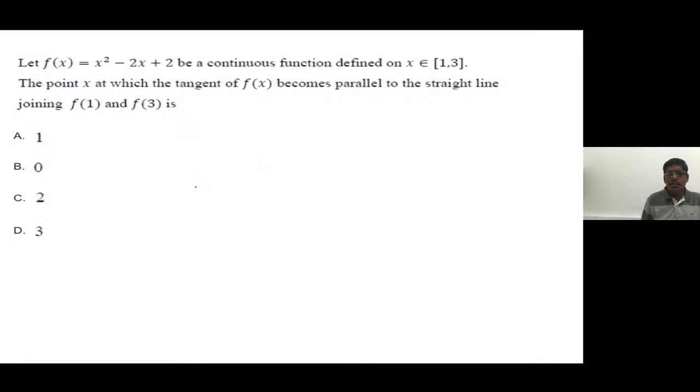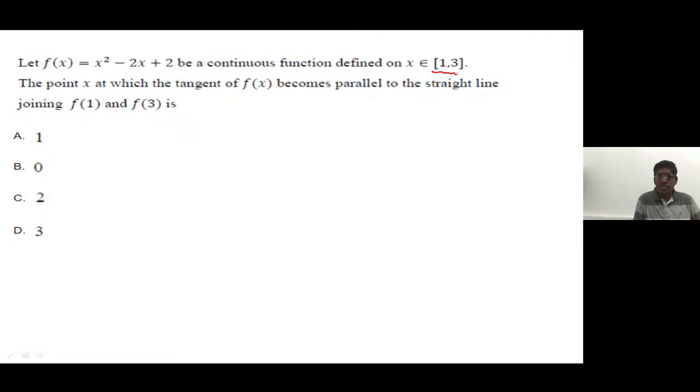The question is, let f of x is equal to x square minus 2x plus 2 be a continuous function defined on x belongs to closed interval 1 comma 3. You know the meaning of continuity function. Okay, at every point, the formula based method of continuity is limit f of x as x tends to a is equal to f of a. Geometrically, the graph of fx can be drawn without breakings or without gaps.